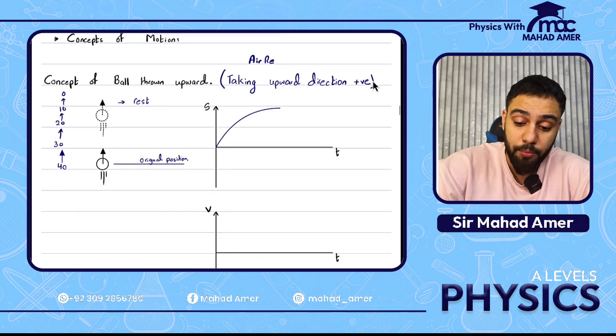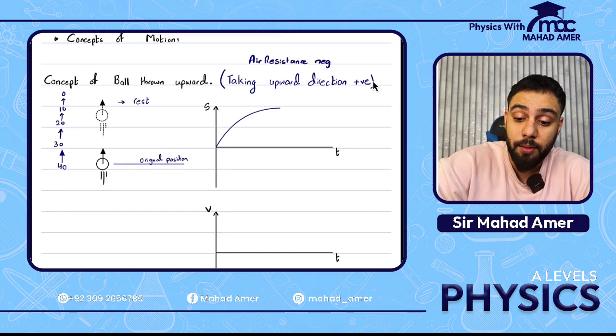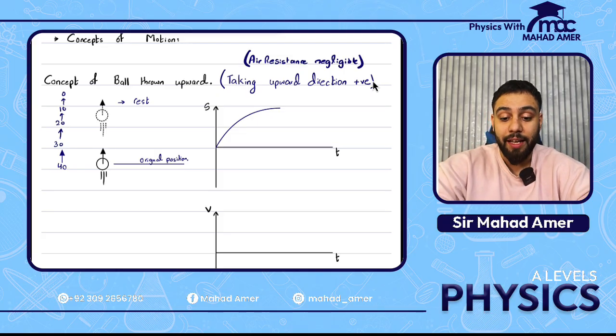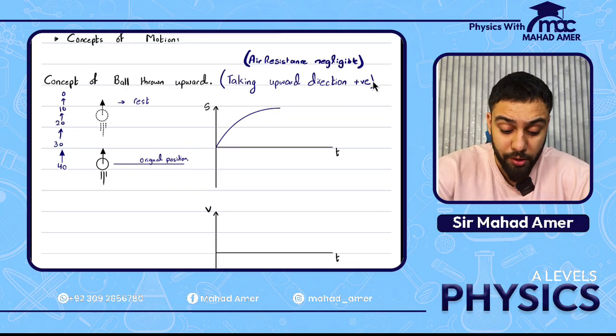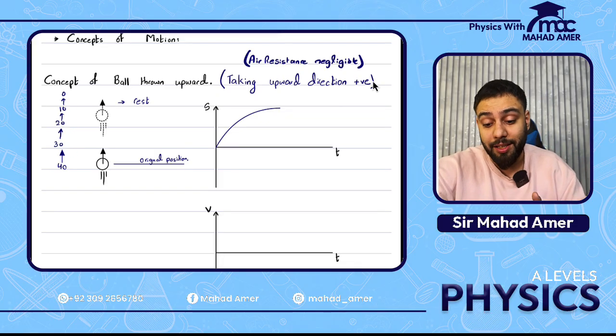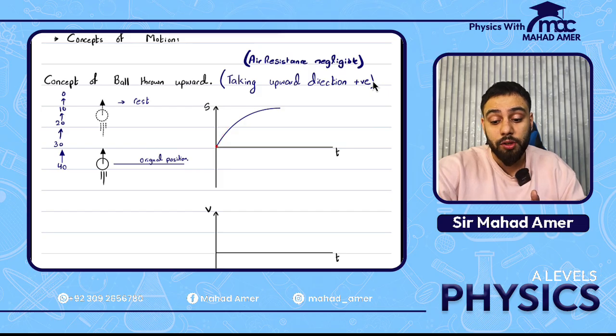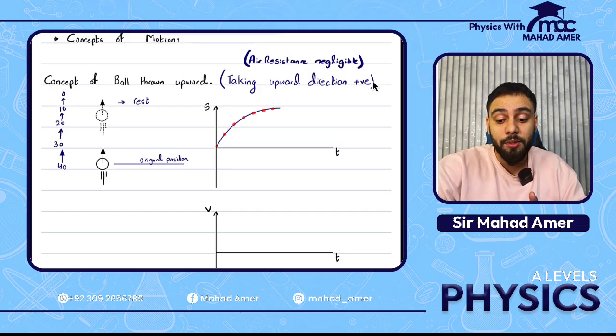This is very important, guys. You have to be very focused. Air resistance is negligible. There is no air resistance present over here. Each second, assuming that gravity is 10, though it's actually 9.8, don't go into the numbers, just understand the concept that each second the velocity is going to reduce, and the object is reducing velocity.